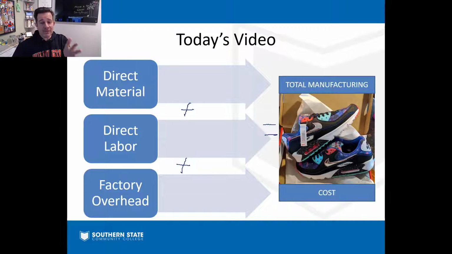So our goal in the video today is not only to understand that we've got to add three components together to get manufacturing cost, we also want to understand what is direct material, what's included, what's direct labor, what's factory overhead. Once we understand that, we'll have a pretty good handle on manufacturing cost, hopefully.